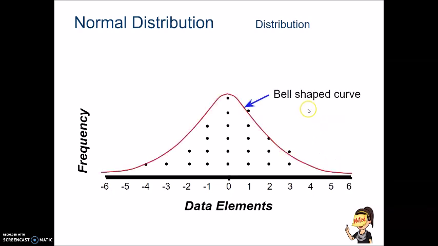Okay, now looking at normal distribution, this is a bell curve. A lot of you have probably seen this in math classes. This is just saying that our data, when we graph it, looks like a bell. Okay, it has this curvature shape to it.